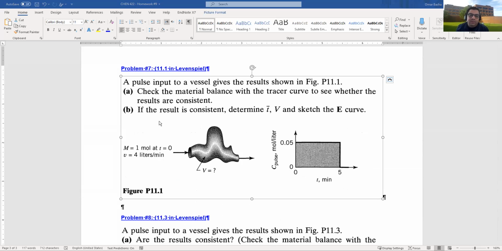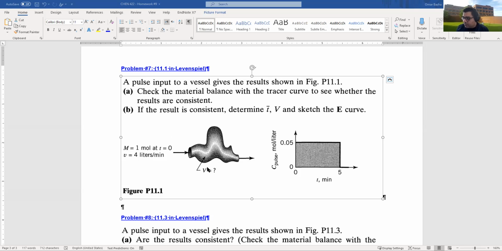Okay, now let's have a look at problem 7 here. Problem 7, you're being told a pulse input to a vessel gives the result shown in P11.1. So I have a pulse tracer input, and this is the concentration of the pulse versus time. Part A, you're being told to check the material balance with the tracer curve to see whether the results are consistent. If the results are consistent, determine the average time, the volume, and sketch the experimental curve. So this is a typical problem where you put a pulse into your reactor and look at the pulse chart and compare these two.